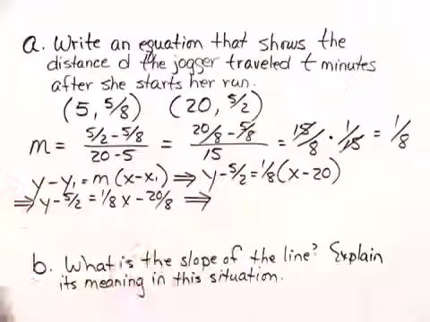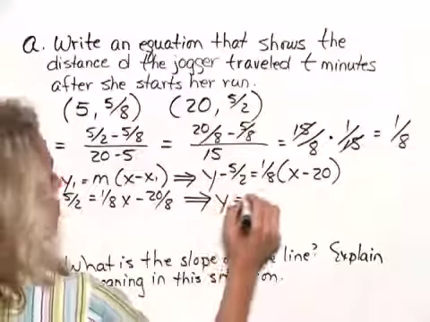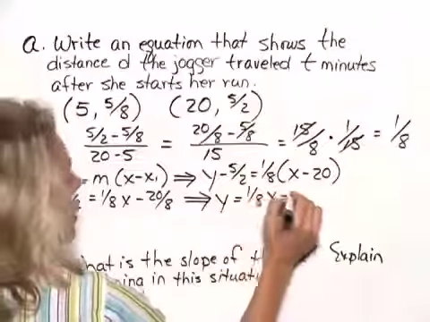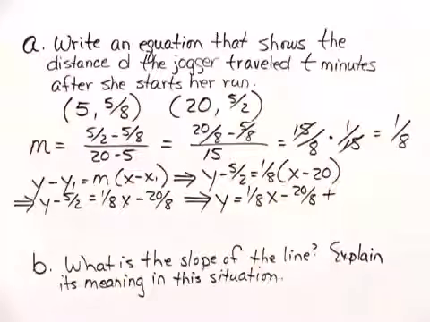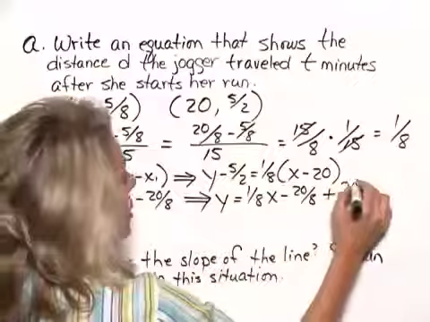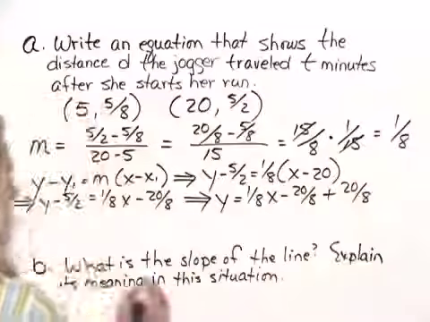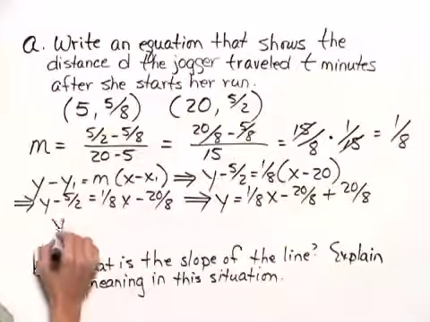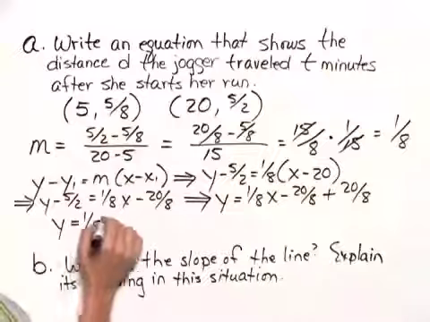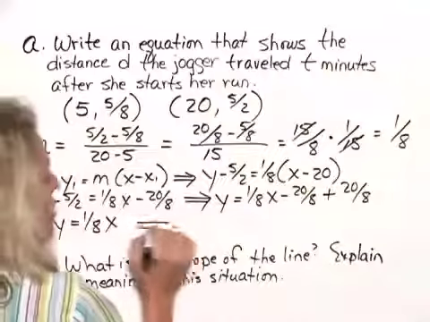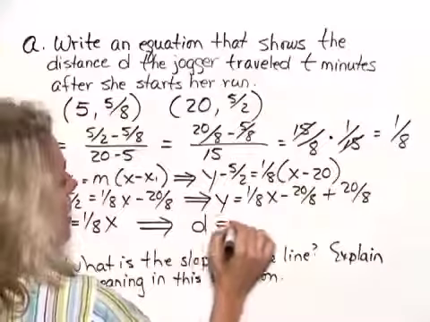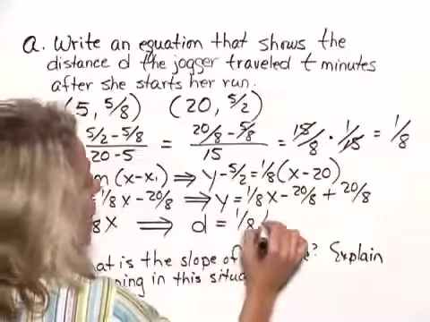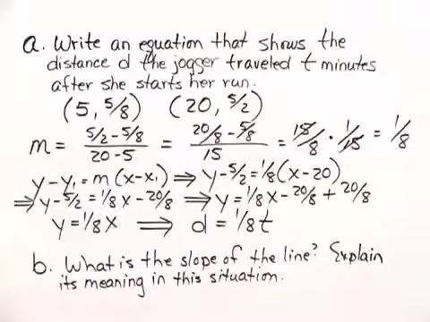And I'm going to add 5/2 to both sides. So I have y is equal to 1/8 x minus 20 over 8 plus 5/2, but 5/2 is also 20 over 8. So my equation is y is equal to 1/8 x, which is the same as distance equals 1/8 time, or d equals 1/8 t.